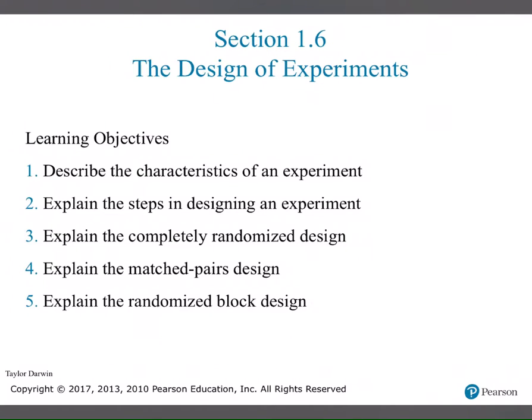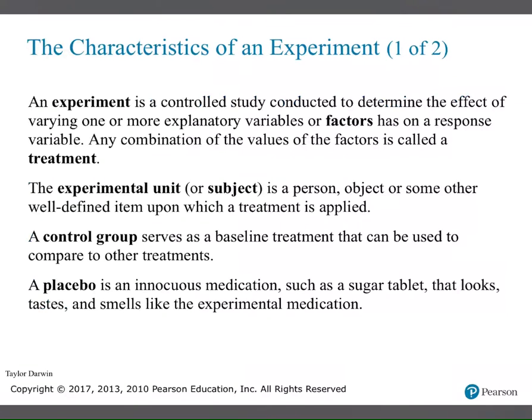Section 1.6 is about how we design an experiment now that we know ways to sample and things to avoid. So we're going to describe the characteristics of an experiment, explain the steps in designing an experiment, and talk about different designs. Some are called randomized design, matched pairs, and randomized block design. Okay, so lots of vocabulary here.